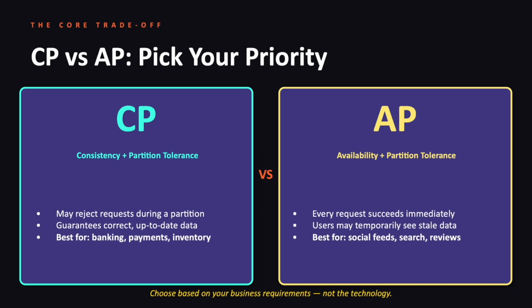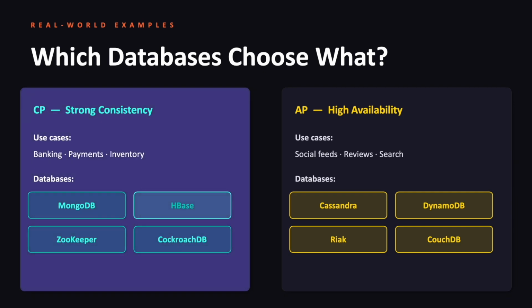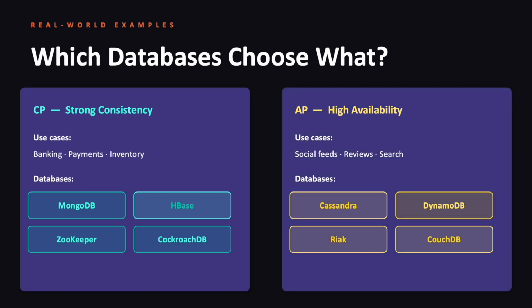Real databases follow these trade-offs. MongoDB, HBase, ZooKeeper, and CockroachDB prioritize consistency. Cassandra, DynamoDB, Riak, and CouchDB prioritize availability. Many modern databases also let you configure consistency levels depending on your application's needs.